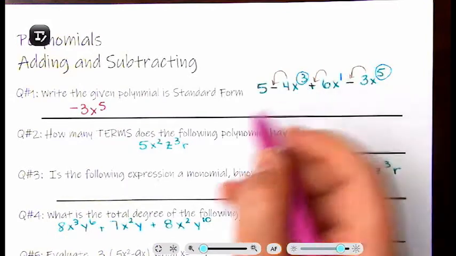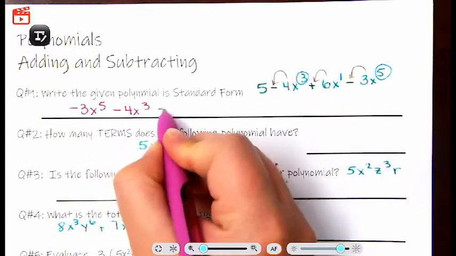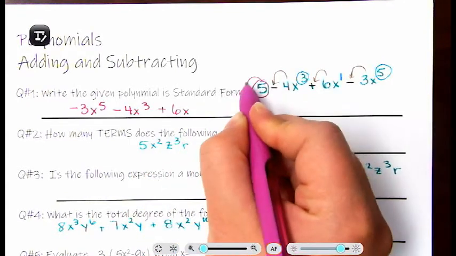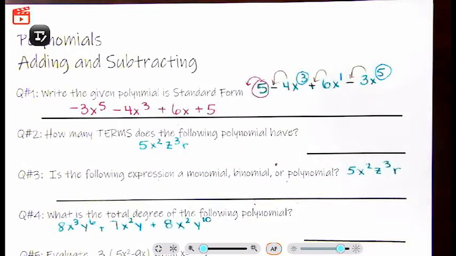Next one we have is the 3, which is a -4x cubed. Then I have simple x, which is +6x. And then I have this number. It is positive since there is no symbol in front of it, which is +5.